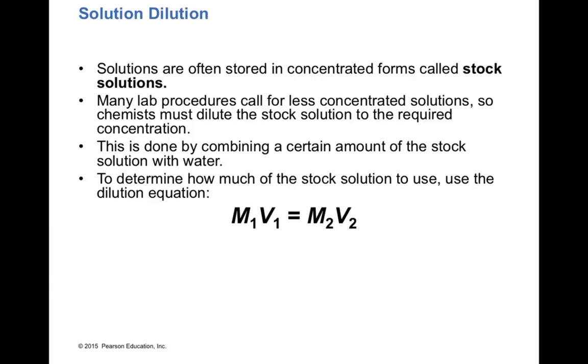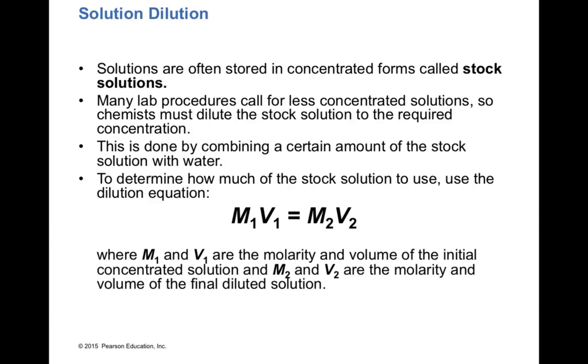If we need the initial concentration, we need to look for this one, and we need to have the other three. If we're looking for the initial volume, we're going to use this equation rearranged so we have V1 is equal to M2V2 over M1. And if we have to determine the final concentration, then it will be M1V1 over V2. We need to rearrange so we can define which equation we need.